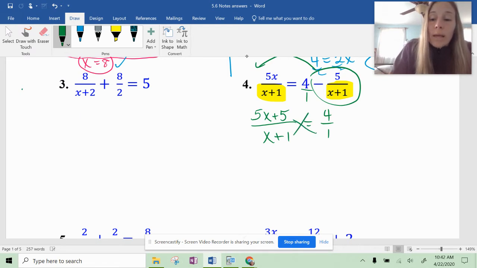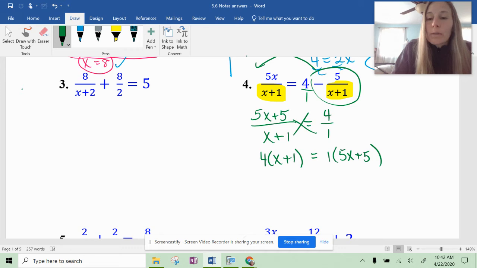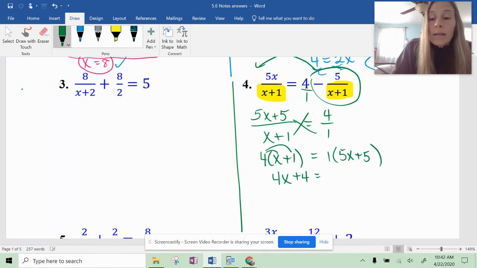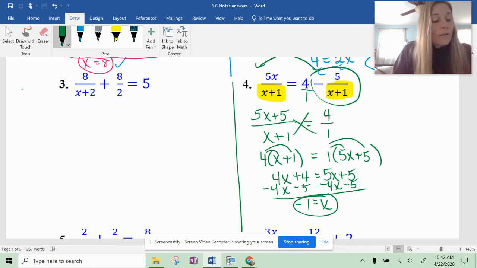Now we're cross multiplying. So 4 times x plus 1 on one side, 1 times 5x plus 5 on the other. And it doesn't matter which one's left and right. So now I get rid of my parentheses by using the distributive property. So 4x plus 4. And then over here, it's just going to be that 5x plus 5. Get all my x's on one side of the equation, my constants on the opposite side. So I end up here with x equals -1.